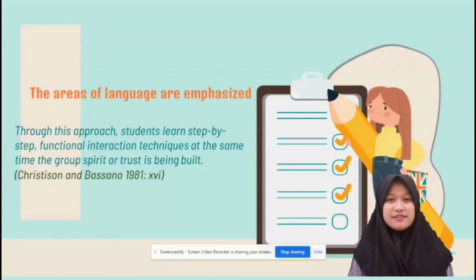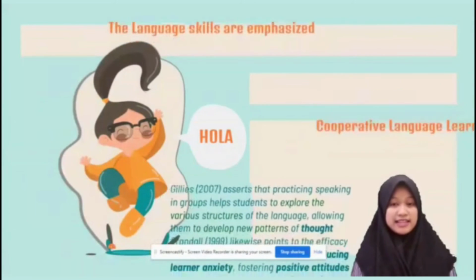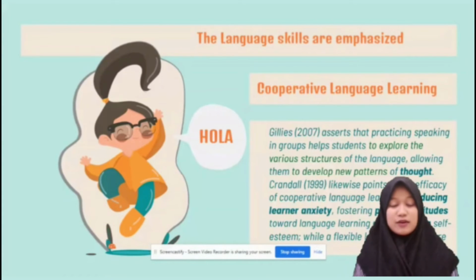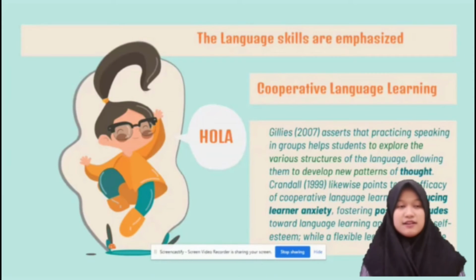As we know, cooperative in Indonesian means kerjasama, and we have to do the discussion with our group mates and try to find the correct answer of our text. I can claim it as the evidence that I have found when I try to complete this text, and you can see the evidence on our PowerPoint. And the next is this language is emphasized in speaking skills. Research in 2007 asserted that practicing speaking in groups helps students to explore the various structures of the new language and also allows them to develop new patterns of thought.